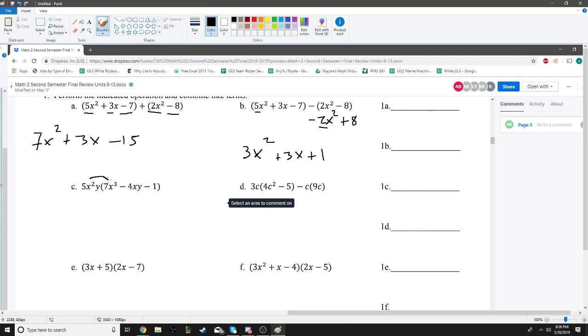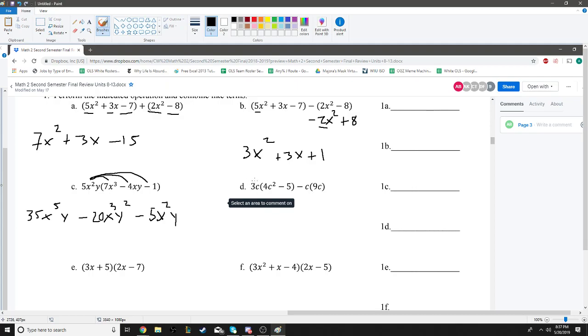Okay, so we are going to distribute. So 5 times 7, that's 35. X squared times x to the third, that's x to the fifth. Y times nothing is just y. We have a minus, 5 times 4 is 20. X to the second power times x is x to the third power. Y times y is y squared. And then 1 times anything is just itself, so 5x squared y.